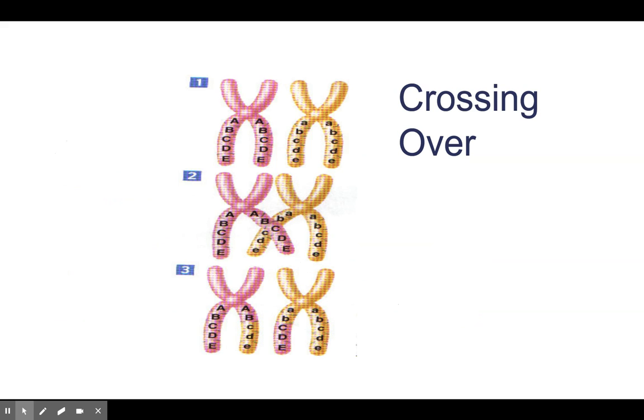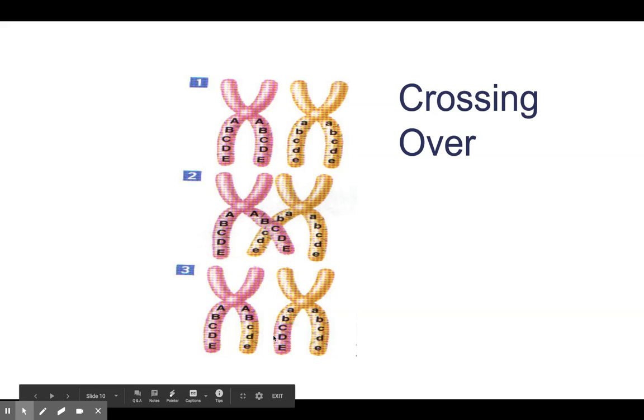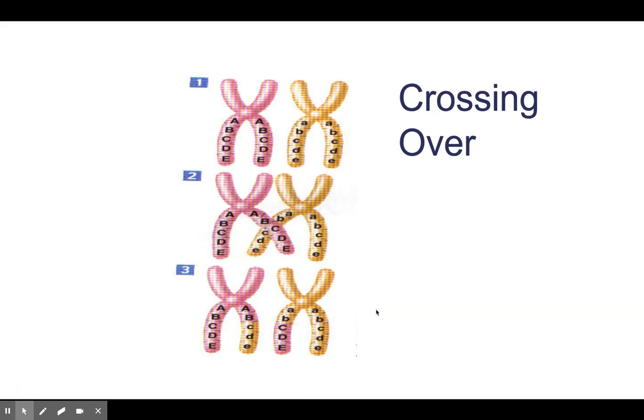So looking at this, here are our 2 chromosomes. Now, parts of them cross over. We have this segment cross over with this segment, and when crossing over takes place, it literally trades that segment of DNA with the other.